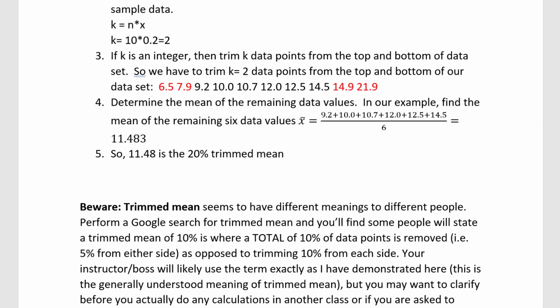So your instructor or boss will likely use the term exactly as I've demonstrated here, because this is generally the understood meaning of a trimmed mean. But you may want to clarify before you actually do calculations in another class, or if you're asked to perform a trimmed mean at work.